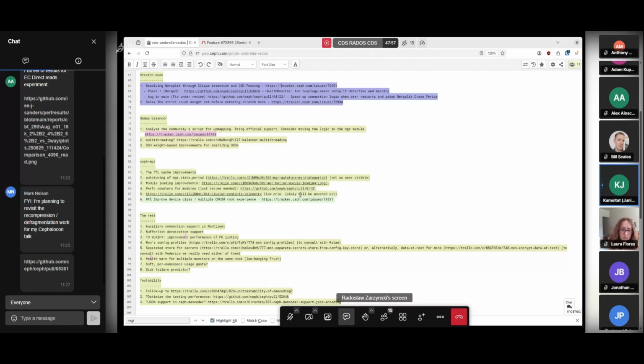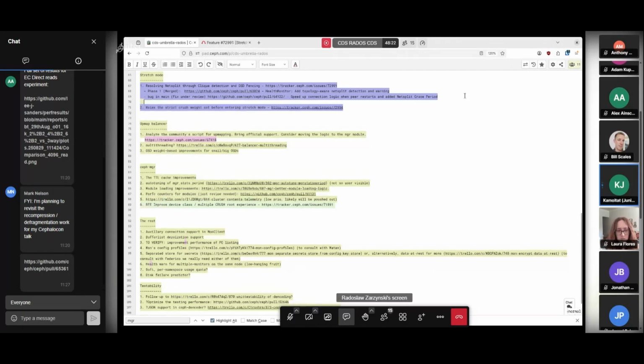So I've had a discussion with Bill a little bit and Sam, just a brainstorming session and ideas I have for these action items on phase 2. I'll also be talking about that more in my Cephalocon talk. So yeah, I guess the next topic is relax the strict crush weight set before entering stretch mode.